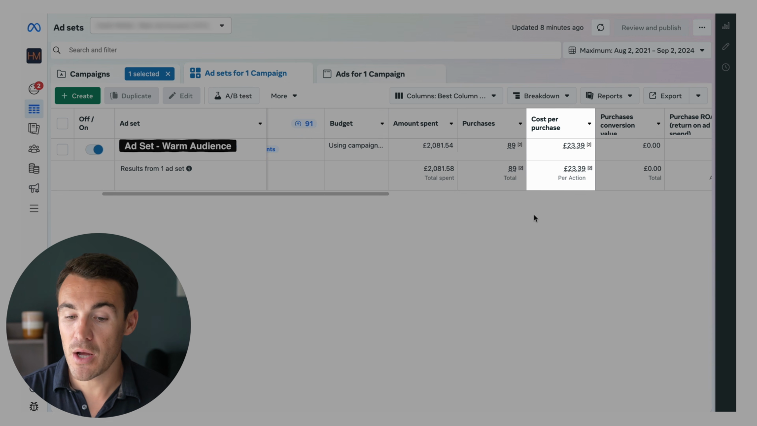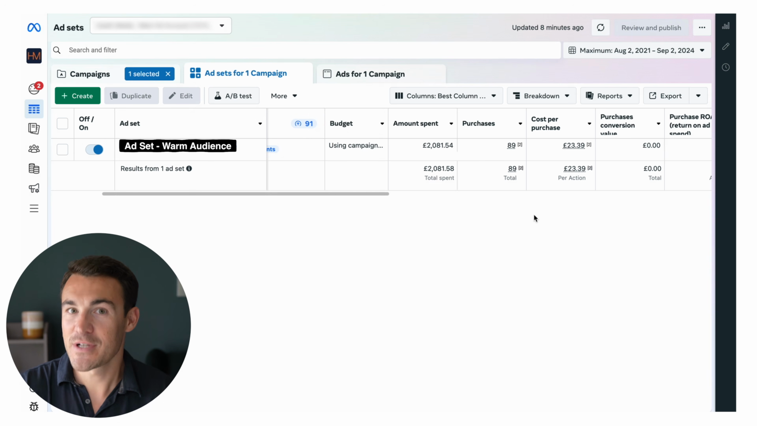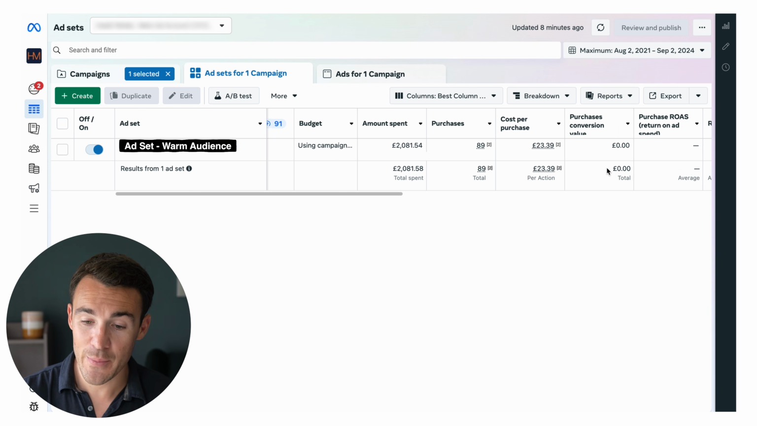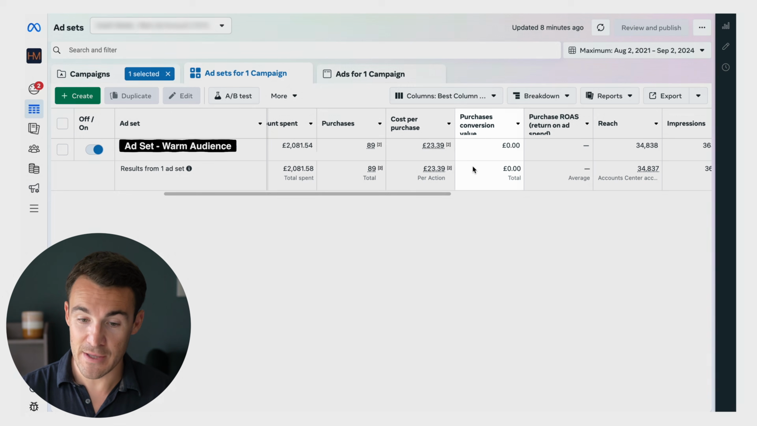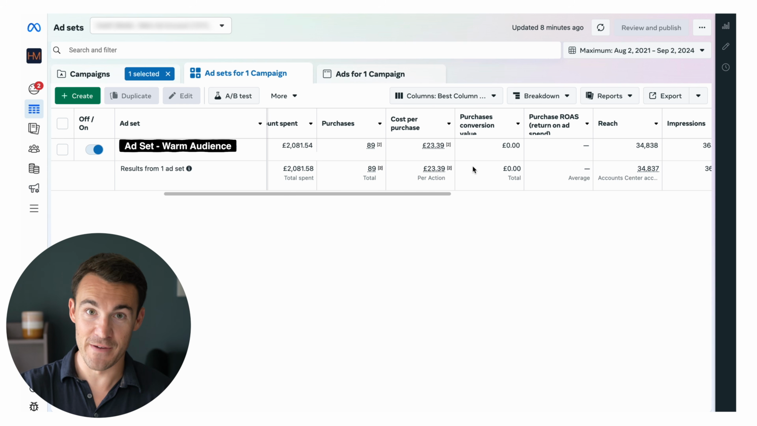Then we've got cost per purchase. Very useful metric to be able to see cost per purchase. And when I get to the next stage and we start looking at various different components and comparing them, that is one of the most important metrics possible. After that, we've got purchase conversion value. Now, for some reason, this isn't feeding through. It was feeding through when I literally did the prep for this video. It's not feeding through now.